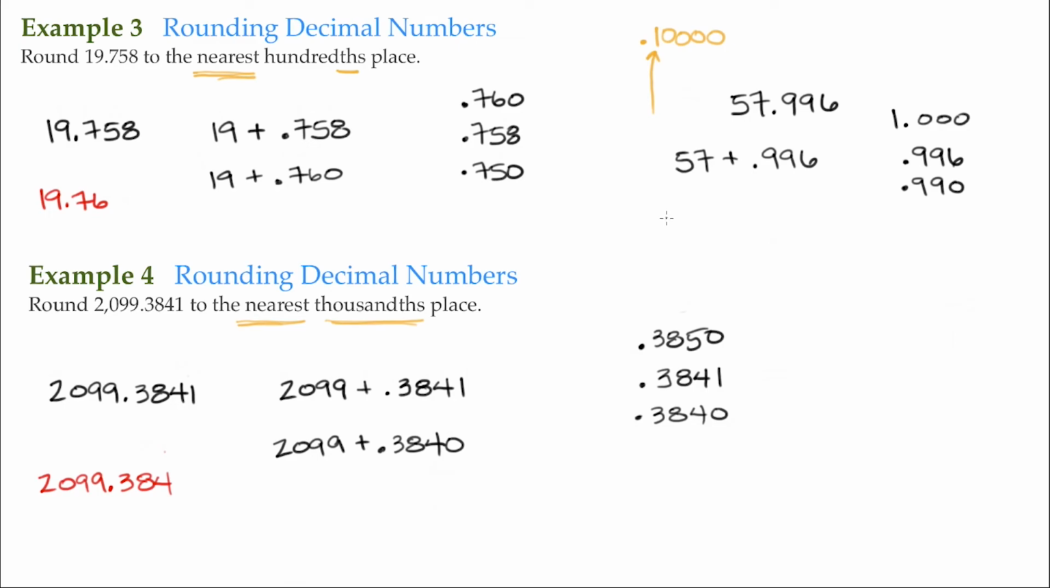So this winds up being 57 plus 1.000. And what is 57 plus 1.000? Well, that becomes 58. So if I had a number such as 57.996 and I wanted to round it to the nearest hundredths place, this would wind up rounding to 58. But that's it.